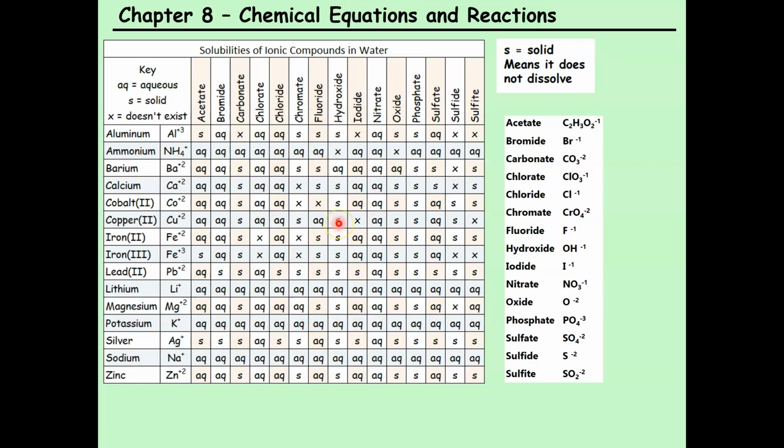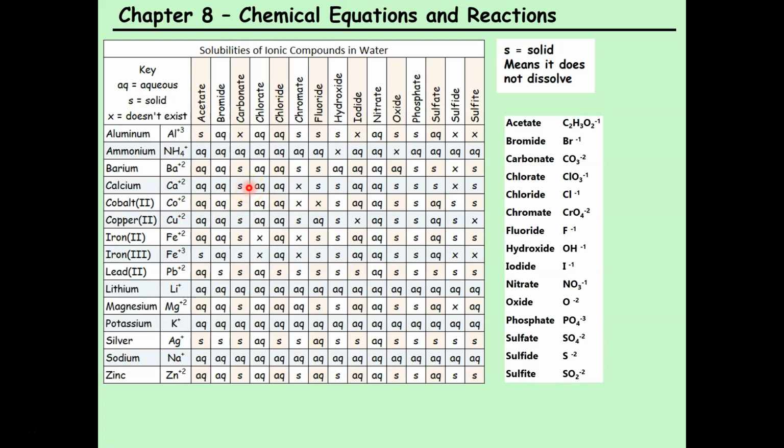Now, what does the chart tell us? Each one of these boxes has got a symbol in it. One of them could be AQ. So if we have an AQ in that box, what that means is that that substance dissolves in water. For example, aluminum chloride dissolves in water. Calcium chromate dissolves in water. Calcium carbonate does not. All right, so that's what it's telling us.